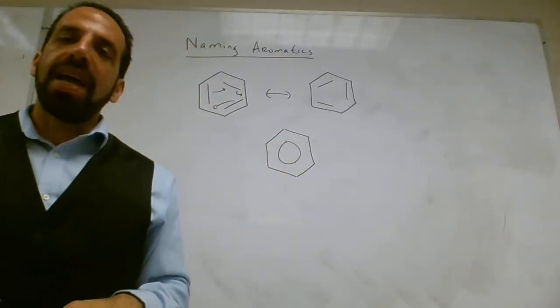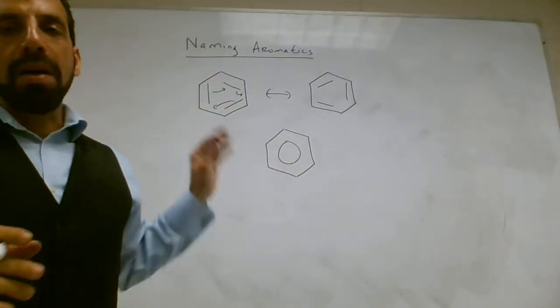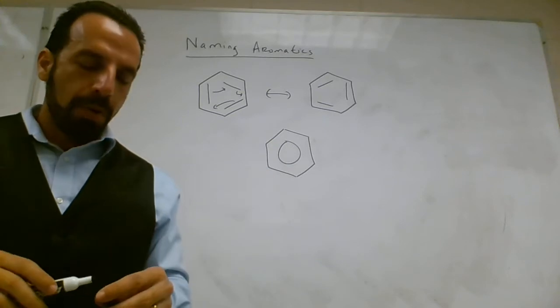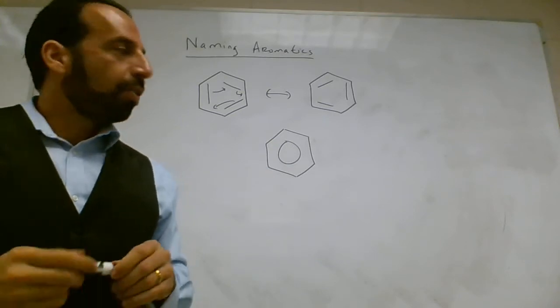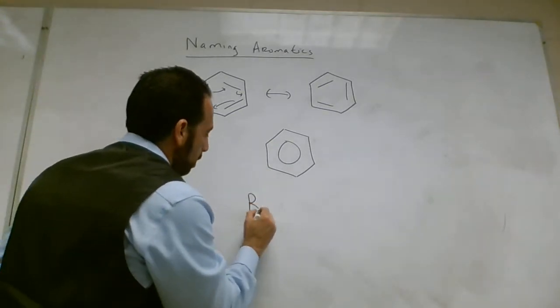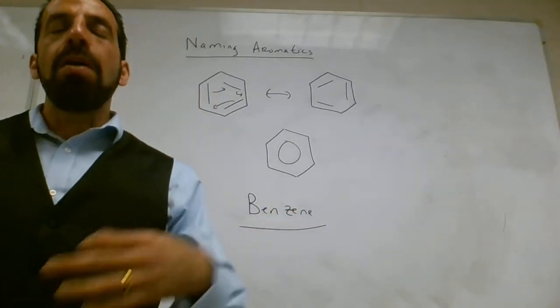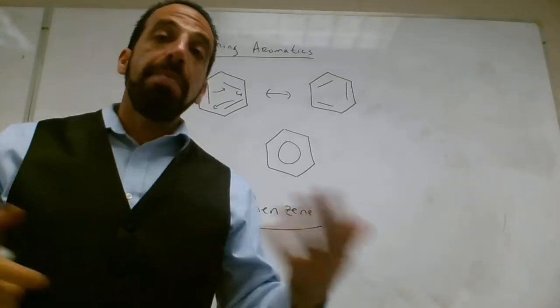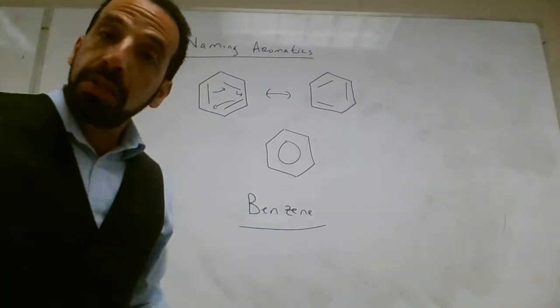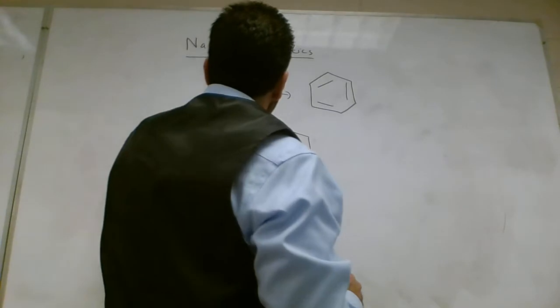But one thing to be aware of, all these bond lengths are the same. They're not really alternating double bonds. So this right here is called benzene. So when you see benzene now, that's an aromatic compound. And again, we're going to name these accordingly. Let's do some quick examples with this.